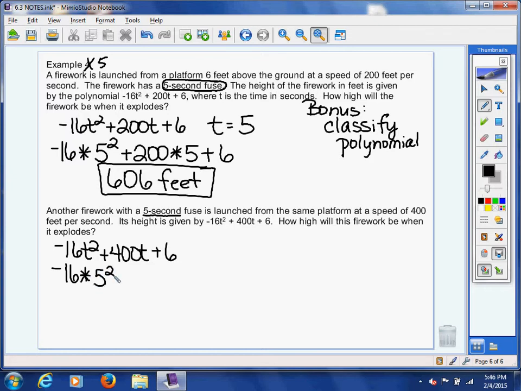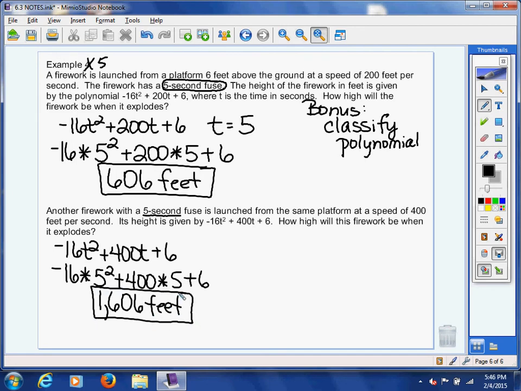So we're going to plug in negative 16 times 5 squared plus 400 times 5 plus 6. So crunch those numbers in your calculator. I'm going to give you a second to do that. All right, what did you guys get as your answer? I got 1,606 feet. That's how high it will be in the air before it explodes.